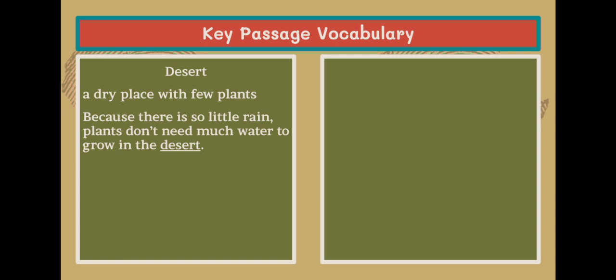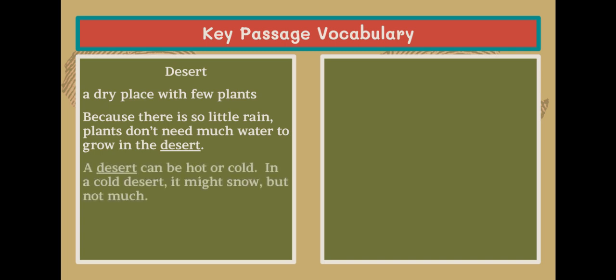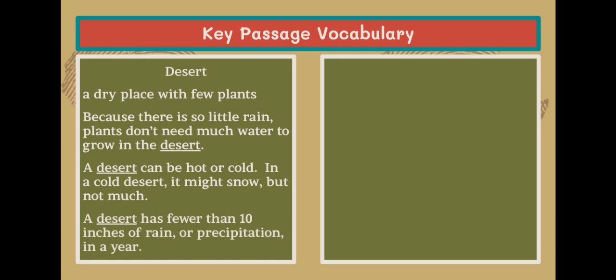Because there is so little rain, plants don't need much water to grow in the desert. A desert can be hot or cold. In a cold desert, it might snow, but not so much. A desert has fewer than 10 inches of rain or precipitation in a year.